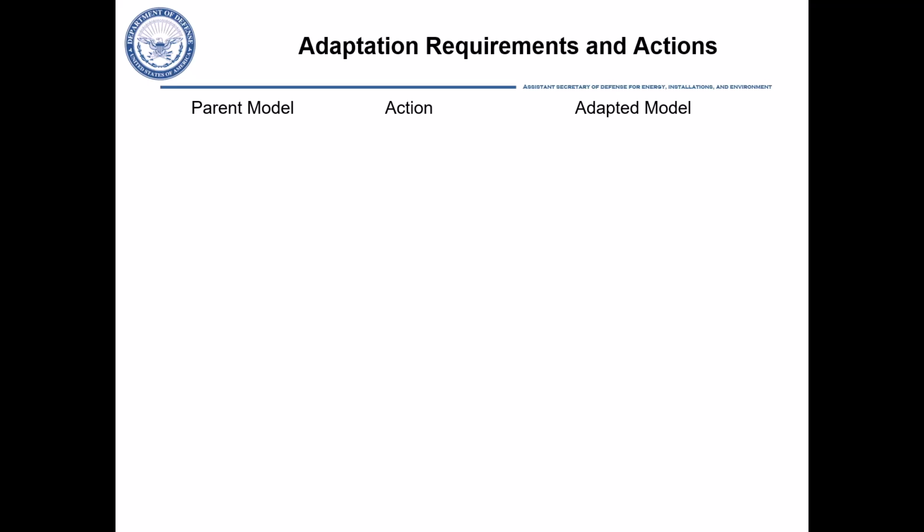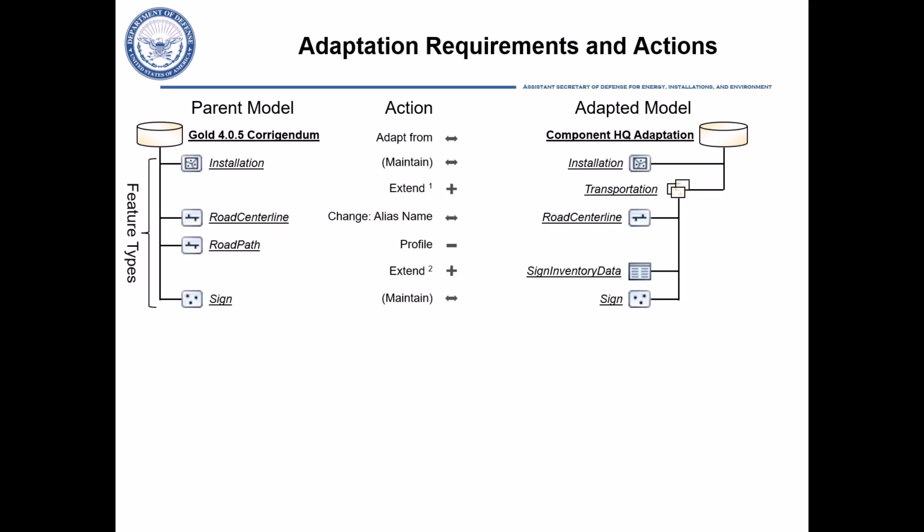We will now step through an example adaptation by a DoD component, focusing on the profile, extend, and change actions that are applied to fulfill elemental level requirements. Once the model requirements are defined, the first step is to select the parent model. For this example, the Gold 4.0.5 Core Agenda model will be adapted. We now examine requirements and work down through the model element hierarchy, starting with the feature datasets and feature types.